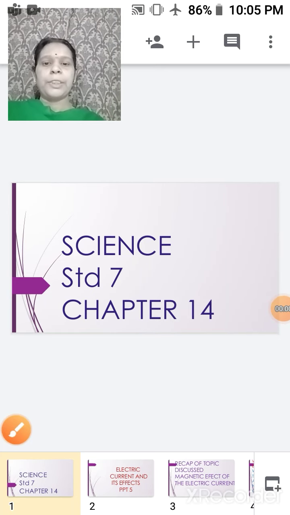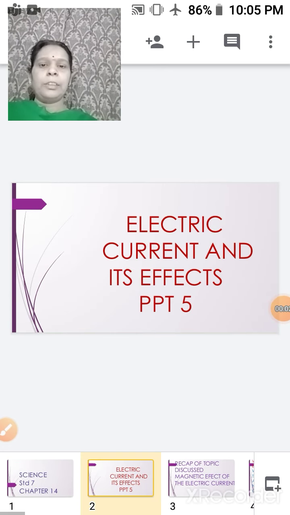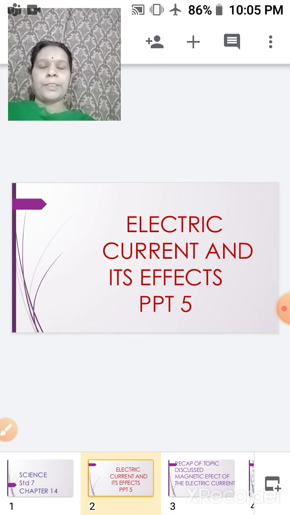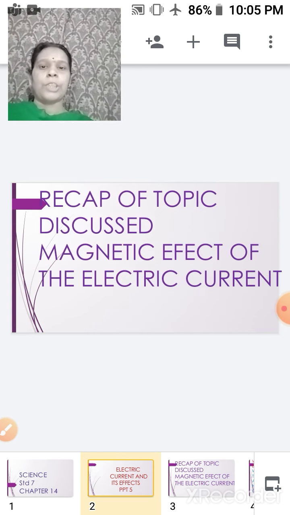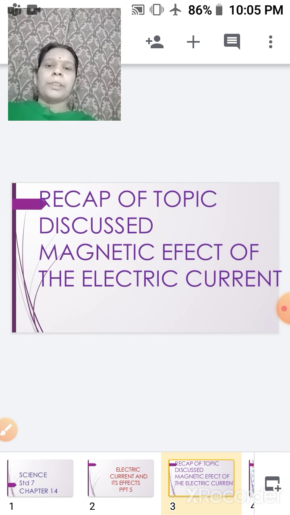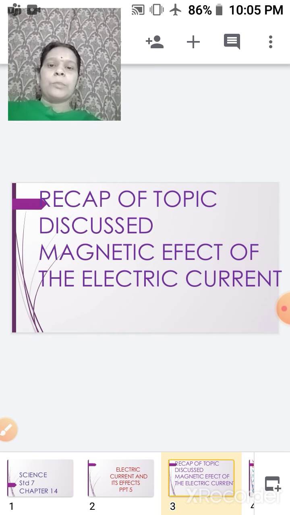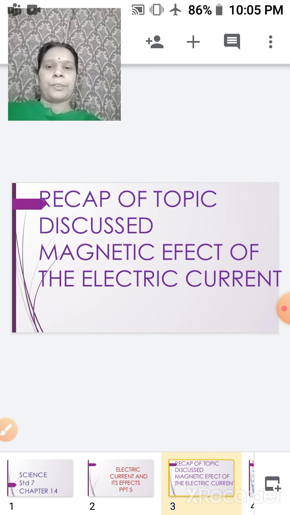The science period, chapter 14, electric current and its effect. Today is the fifth part of the same chapter. Children, yesterday during the period we discussed the magnetic effects of the electric current.